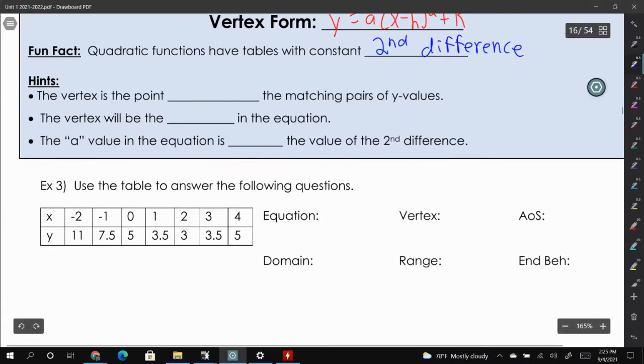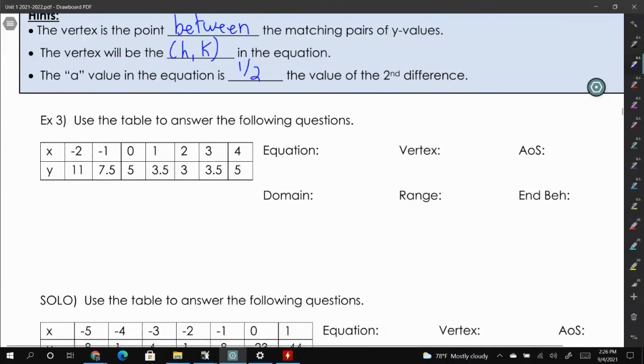So a couple of things. The vertex is the point between the matching pair of y values. The vertex will be h and k in the equation. And remember, the a value is 1/2 the value of the second difference. So if we're looking here, and look at the table, at this point, you see we have 3.5 and 3.5. That means this is our vertex, 2, 3. So 2, 3 is our vertex.